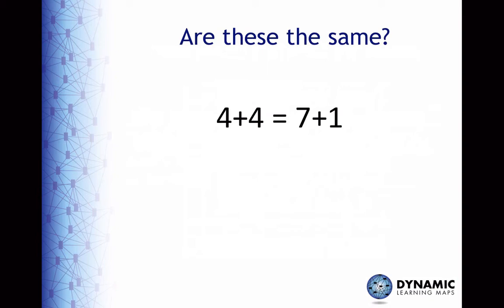Here we have the equation written: 4 plus 4 equals 7 plus 1. That is true. 4 plus 4 and 7 plus 1 do equal the same quantity, but they are not the same. Let's return to the example we discussed earlier.